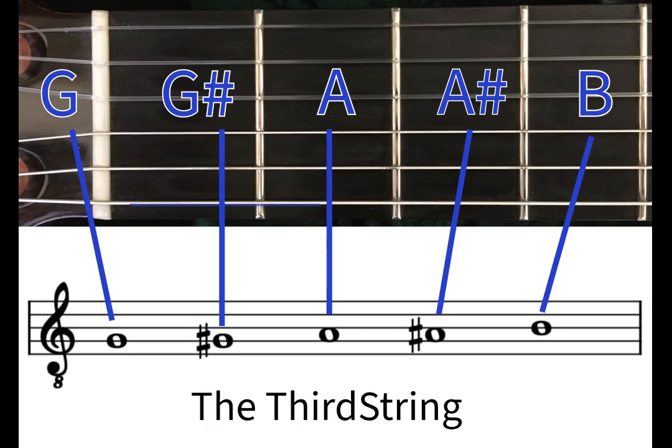Now let's look at the notes on the 3rd string up through the 4th fret. G is played open and sounds like this. To play G sharp, you hold down the 3rd string on the 1st fret. A is played on the 2nd fret. A sharp is on the 3rd fret. And B is on the 4th fret.